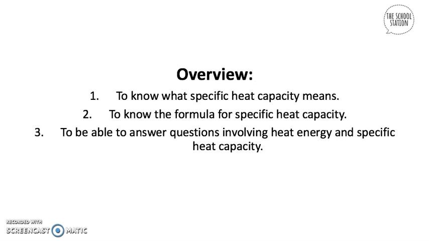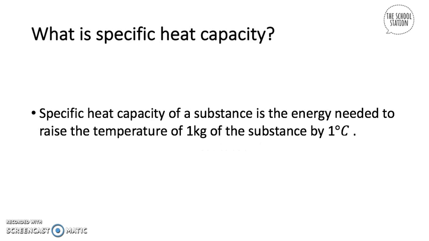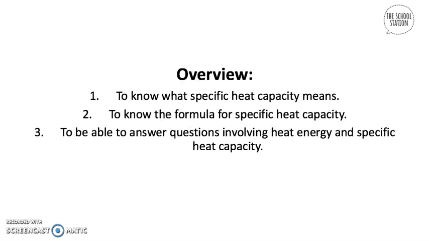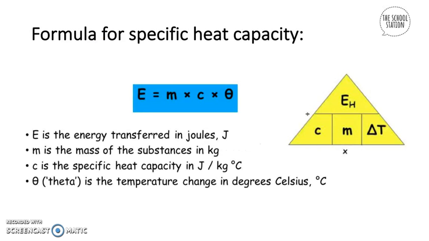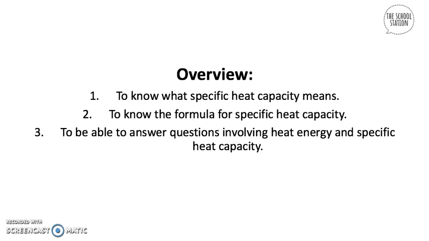Just as an overview of what we have learned in this video. Number one, we learned what specific heat capacity means. You can definitely write this down somewhere to make sure you know what specific heat capacity is. The second thing we learned was the formula for heat energy, which is E is equal to mass times specific heat capacity times theta, and you can use the triangle over here to figure out the formula for specific heat capacity. And last of all, we learned how to answer questions involving heat energy and specific heat capacity.